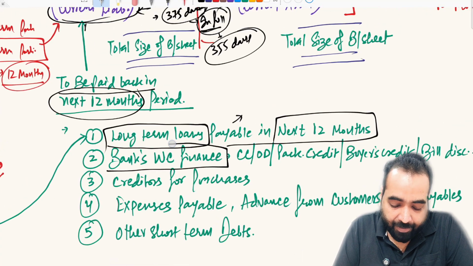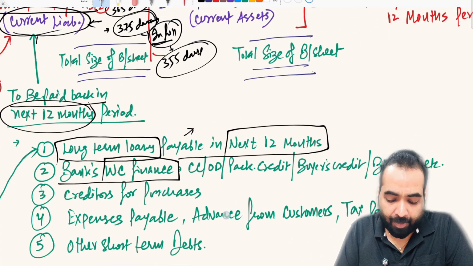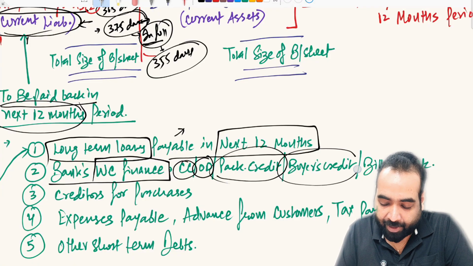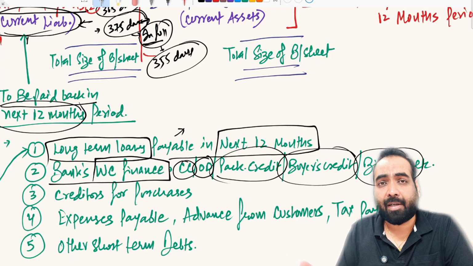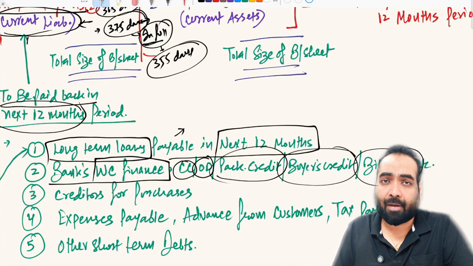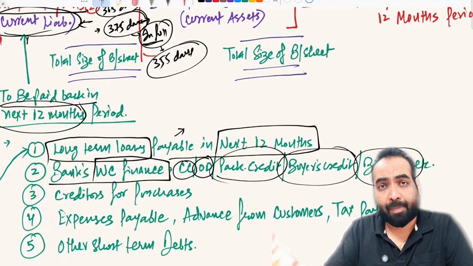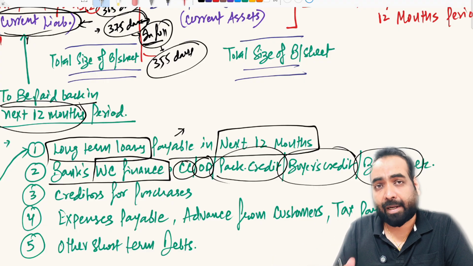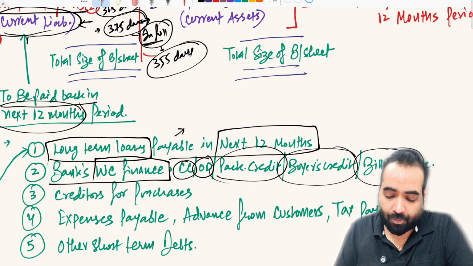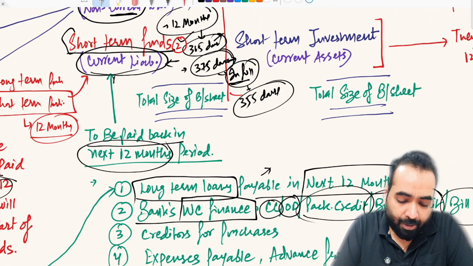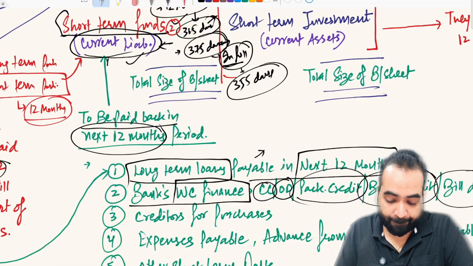Bank's working capital finance, if you have taken any working capital finance from the bank like cash credit limit, overdraft limit, packing credit limit, buyer's credit limit, bill discounting limit, supplier credit limits, channel finance limits, these are all short term working capital finance taken from the banks which are repayable on demand and are renewed after every 12 months. So these loans are technically for 12 months period only. That is why we classify these loans as part of short term funds or current liabilities only.